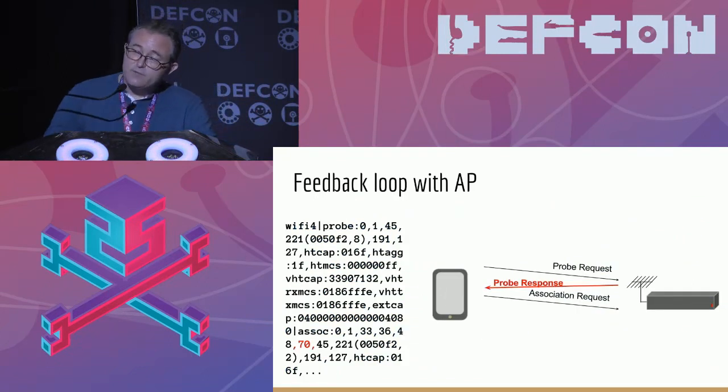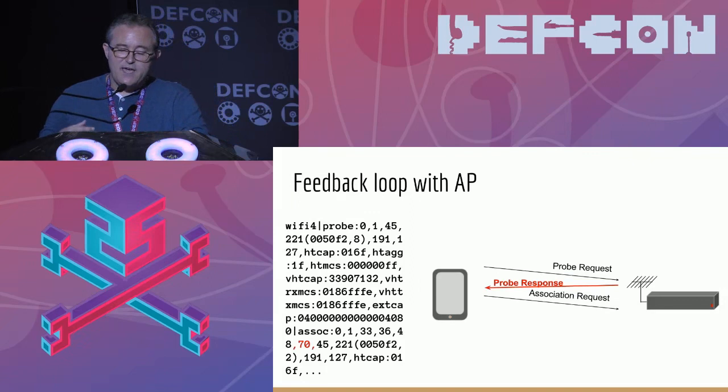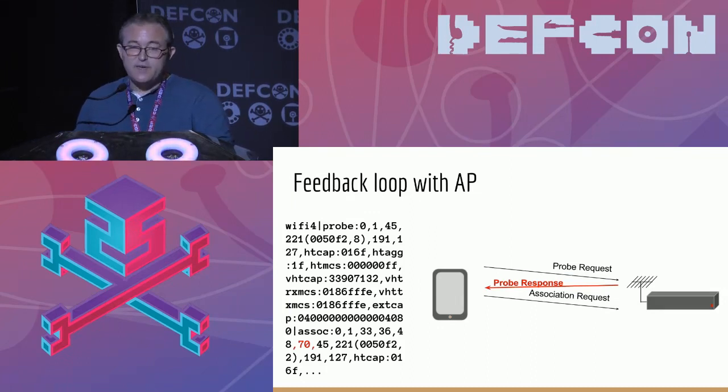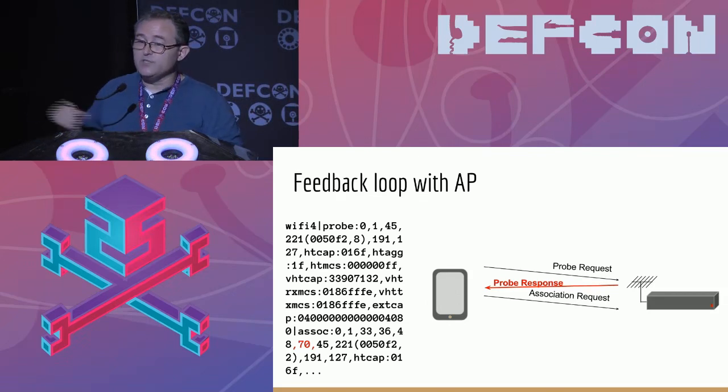Clients can also behave differently depending on what they see from the AP in response to their probe request. For example, if the AP says that it supports radio resource management, most Apple and some Android devices will include a spectrum management IE in their association request. That's IE number 70, highlighted in red in that list.